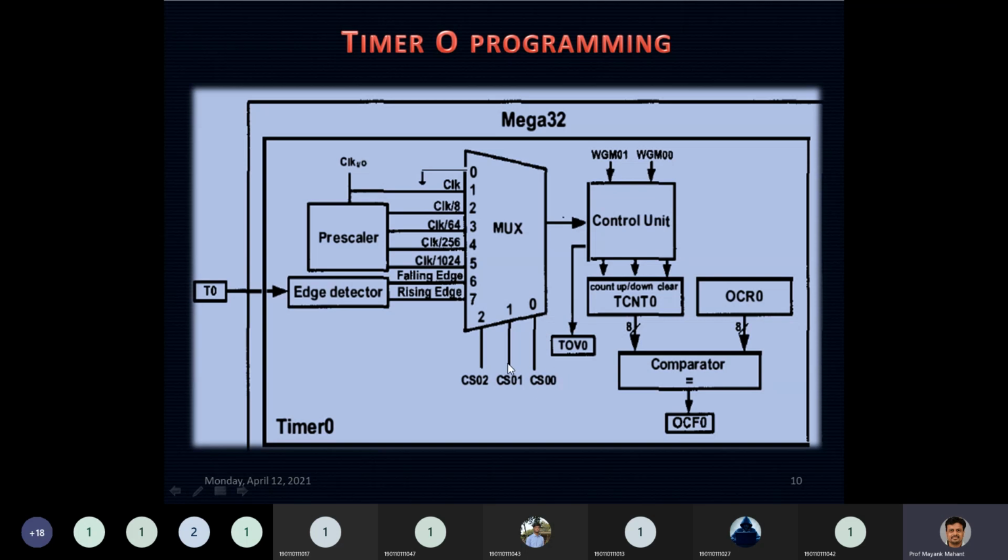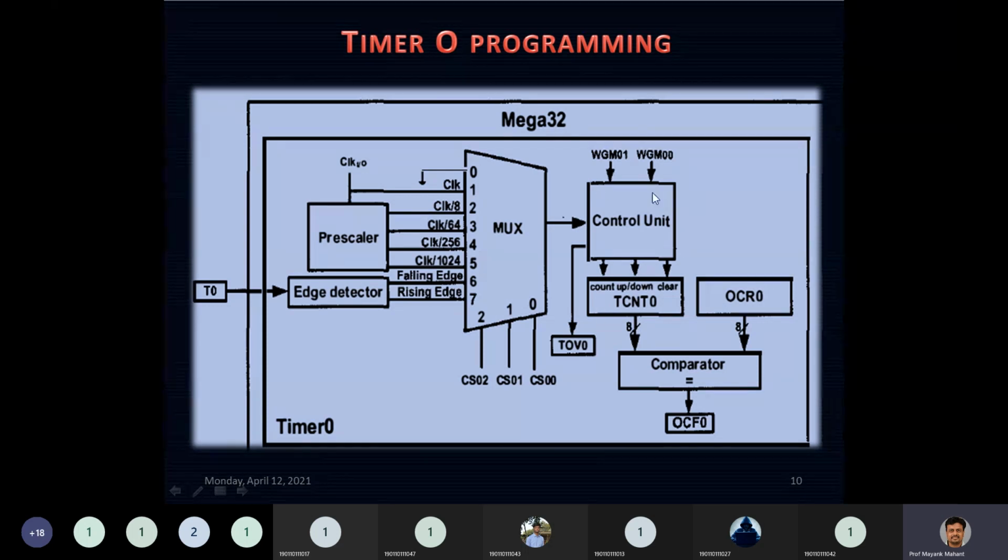Now, how can you give that? These are the 3 bits. We call them CS02, CS01 and CS00. They are available in your TCCR register. So by providing the value in CS02, CS01 and CS00, the source of your timer tick would be selected. That would be given to your control unit. The control unit decides whether it must work as a timer or a counter, whether you want to clear your TCNT0, whether you want an up count or a down count, and all that.